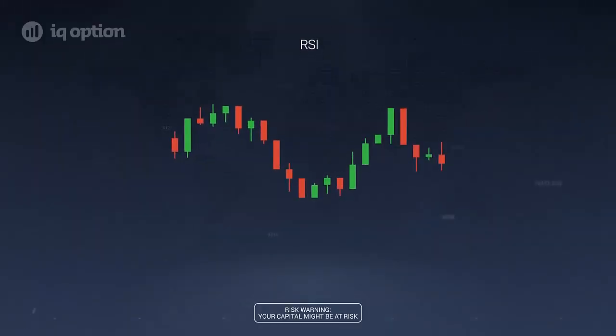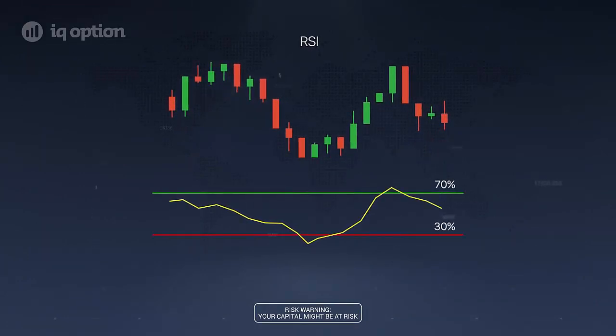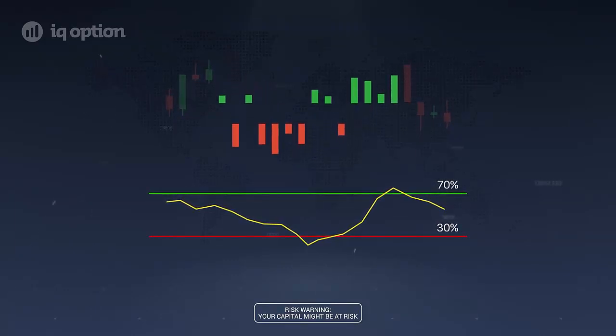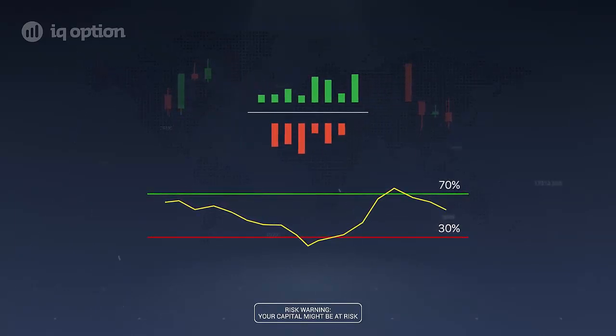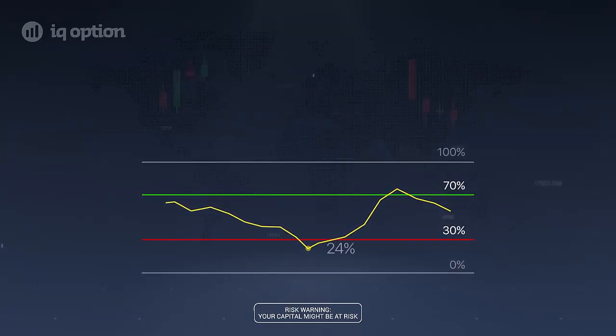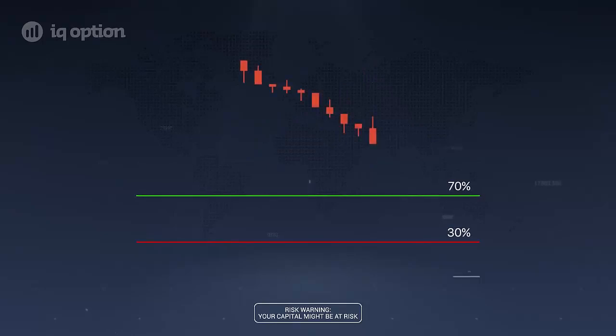The RSI indicator defines trend strength and probability of trend reversal. It is calculated in the following way. The sum of price growth for a given period is divided by the sum of the price decrease. The indicator puts the resulting data on a scale from 0% to 100%. Thus, if all candlesticks on the given period are green, then the indicator value is 100%. If red, it equals 0%.